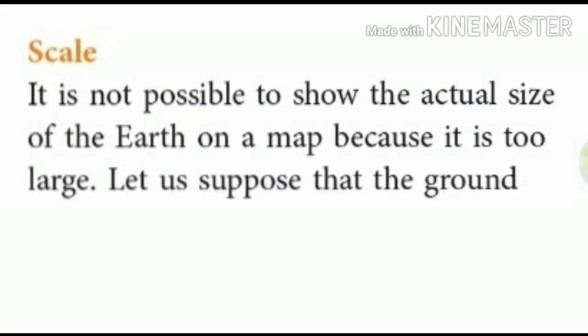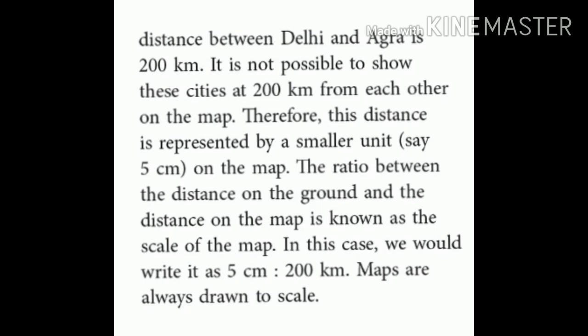Scale. It is not possible to show the actual size of the earth on a map because it is too large. Let us suppose that the ground distance between Delhi and Agra is 200 kilometers. It is not possible to show these cities at 200 kilometers from each other on the map. Therefore, this distance is represented by a smaller unit, say 5 centimeters on the map.